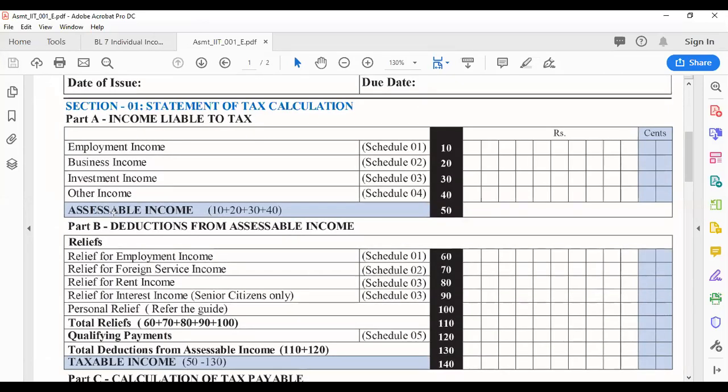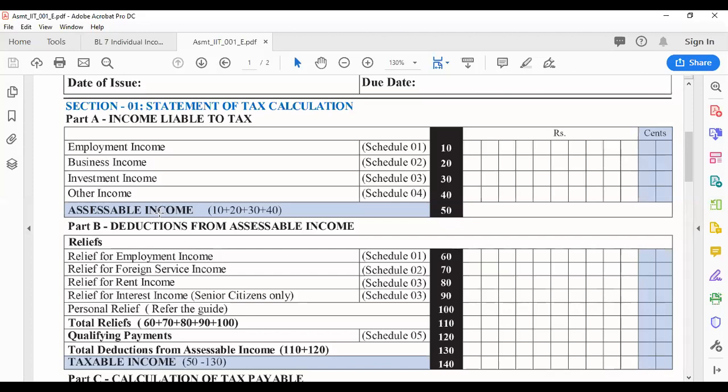So when you look at here, assessable income. Assessable income means the total of employment income, business income, investment income, and other income. In other words, these are the sources of income, where the income comes from, right? So the major way is employment. If someone works somewhere, he can get something from his employment. By providing his service, he can generate some income. That's called employment income.